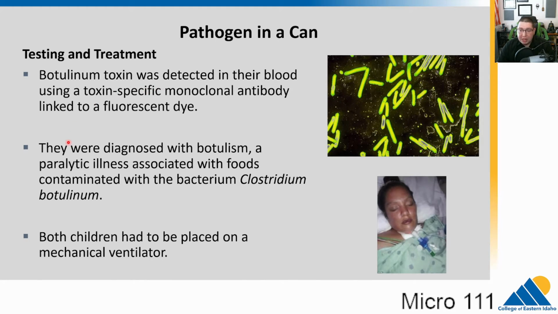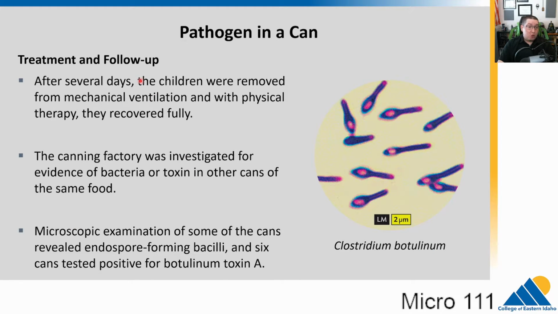And when we see that positive test there, it's really specific. This antibody is super specific to the botulinum toxin. So they're diagnosed with botulism, which is a paralytic illness. And it comes from contaminated foods most often that are contaminated with Clostridium botulinum, which is a bacterium that makes this botulinum toxin. Because it's a paralytic toxin, that ventilator is going to help them breathe while their body fights that toxin. So the treatment is just to wait for it. After a few days, they're removed from the ventilator, and with physical therapy, they're able to make a full recovery.